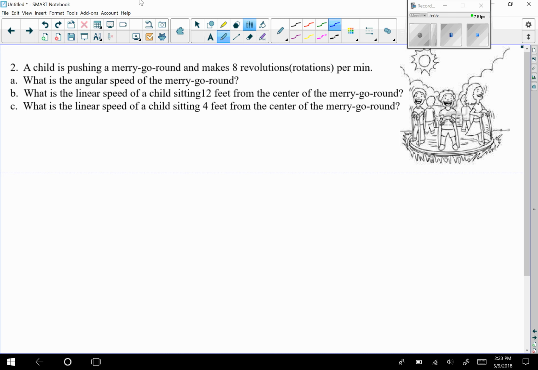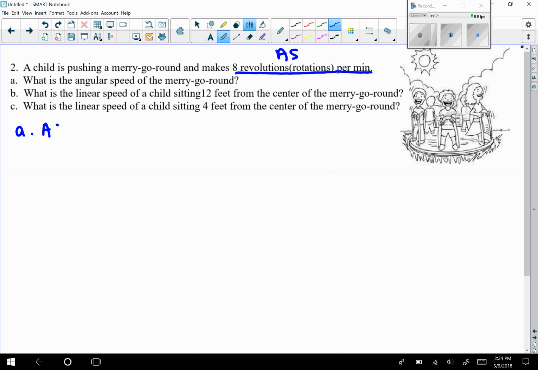So for the next problem, it says a child is pushing a merry-go-round and makes 8 revolutions, which is rotations per minute. So since we're talking about an angle versus time, this is actually your angular speed. So then it's asking, what is the angular speed of the merry-go-round? Anytime you see that, notice that this is revolutions per minute. Whenever you're using these problems, you always want it in terms of radians. So that means that the first question is actually asking you to put this in terms of radians per minute.